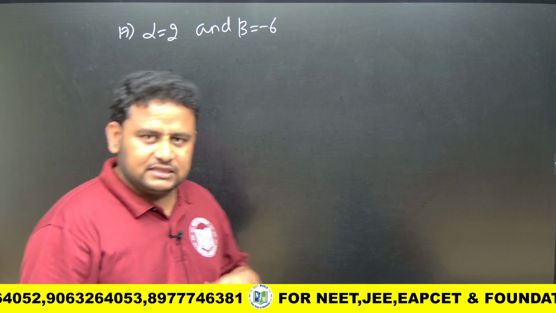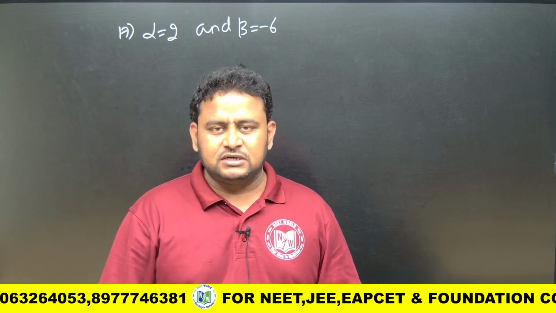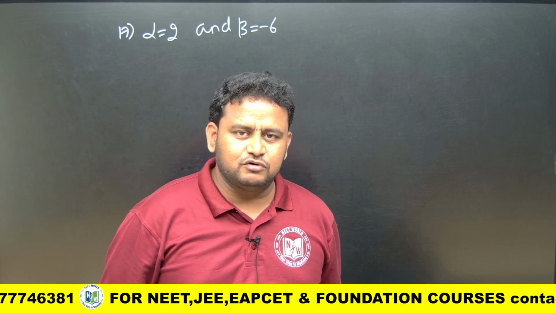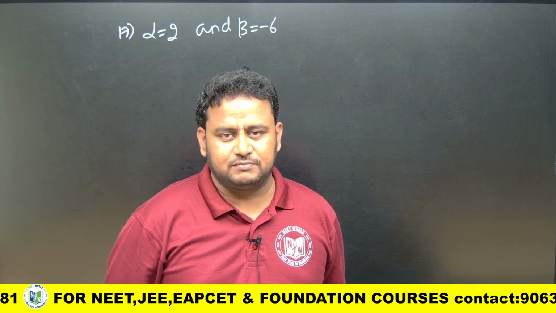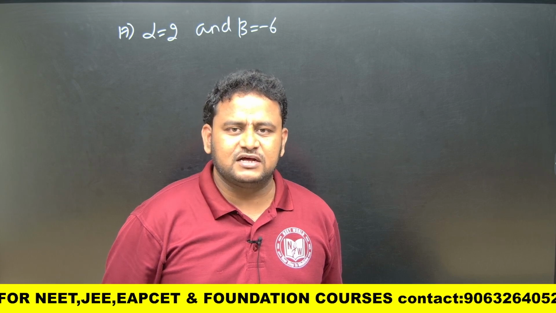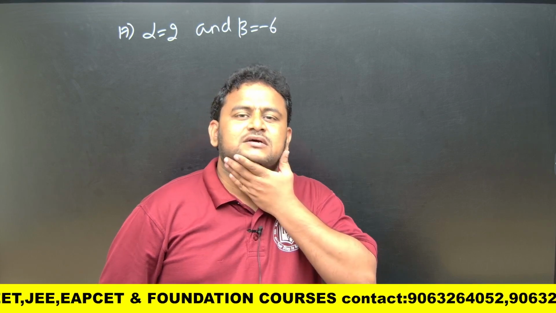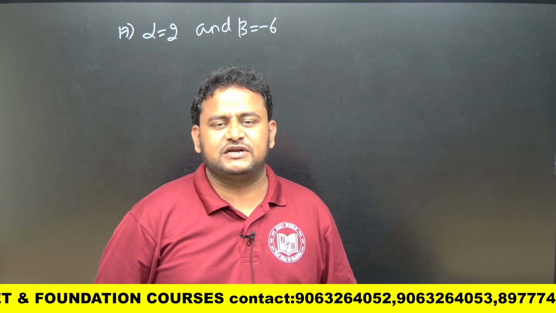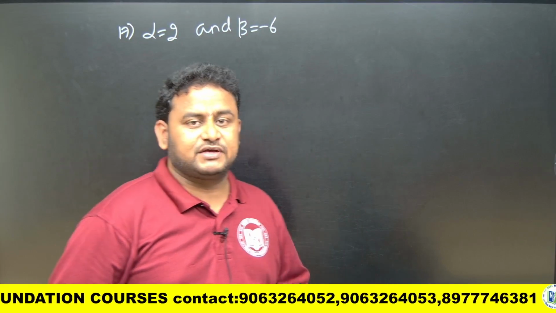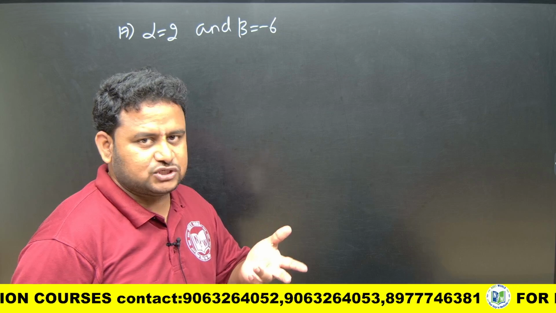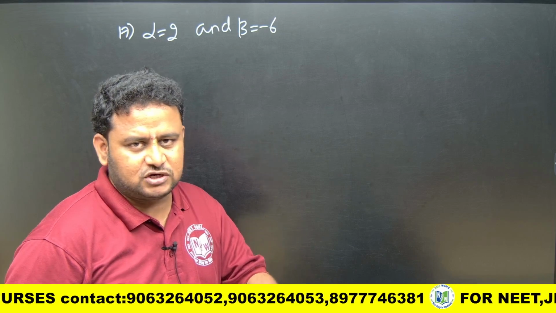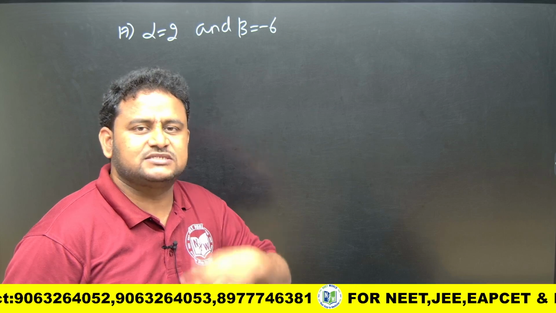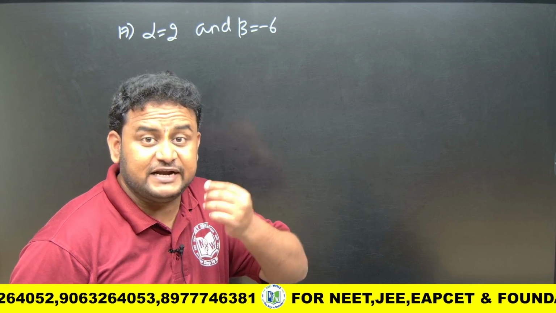Earlier they had given the sum of the zeros and the product of the zeros, and they were asking us to find the zeros of the polynomial. So we had to first find the quadratic polynomial and then find its zeros. In NCERT questions, they give the sum and product of the zeros and ask for the zeros. But here they have given the zeros of the polynomial and they are asking us to find the quadratic polynomial.